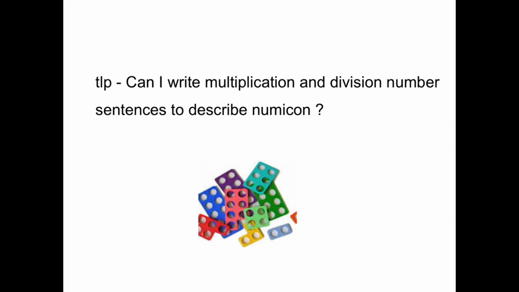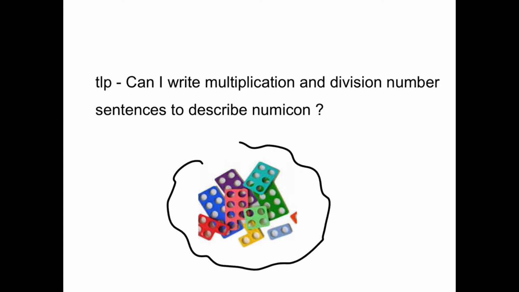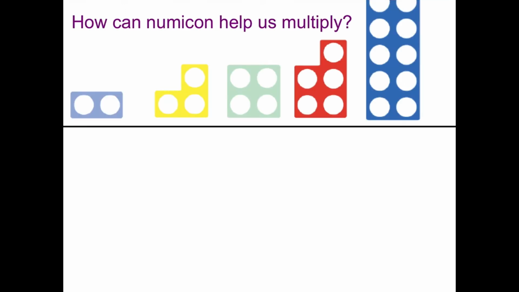So our TRP for today is, can I write multiplication and division number sentences to describe Numicon? Now, if you've forgotten what Numicon is, I think you'll remember when you see this picture. It's these tiles that, remember I said, were really helpful when we're learning about multiplication, because they are equal sets of a number. So here we've got a picture of some Numicon tiles. It says, how can Numicon help us to multiply?